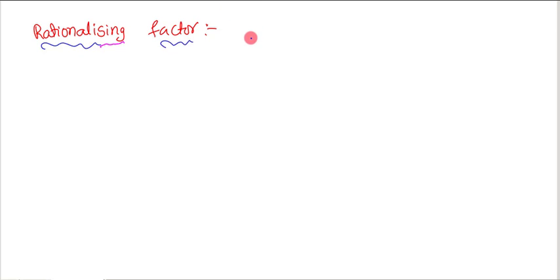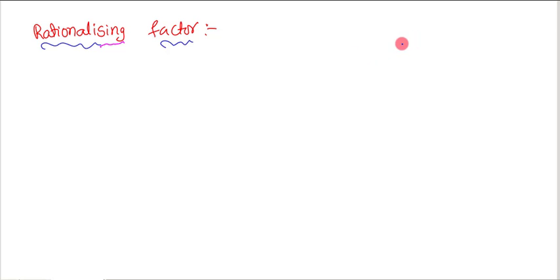The next concept is the rationalizing factor. If the product of two surds is a rational number, then the two surds are said to be rationalizing factors to each other.